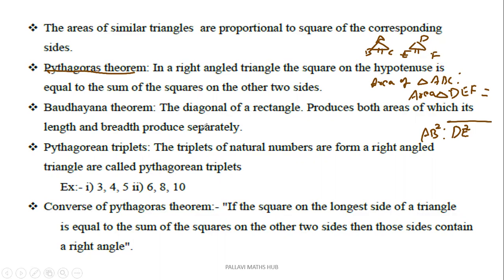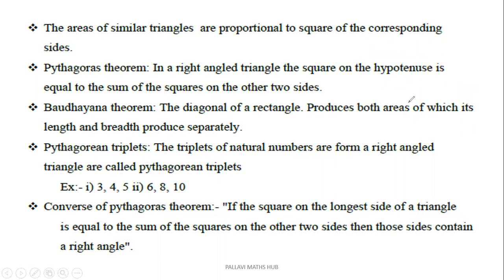And Pythagoras theorem. The statement I said previously is very important. One is the basic proportionality theorem and the other one is the Pythagoras theorem. Pythagoras theorem is also very simple. In a right angle triangle, the square of the hypotenuse side is equal to the sum of the squares on the remaining two sides. The remaining two sides are AB square and BC square. So AC square is equal to AB square plus BC square.